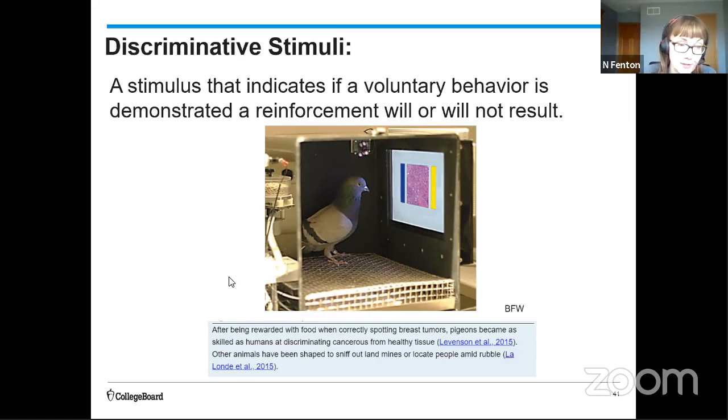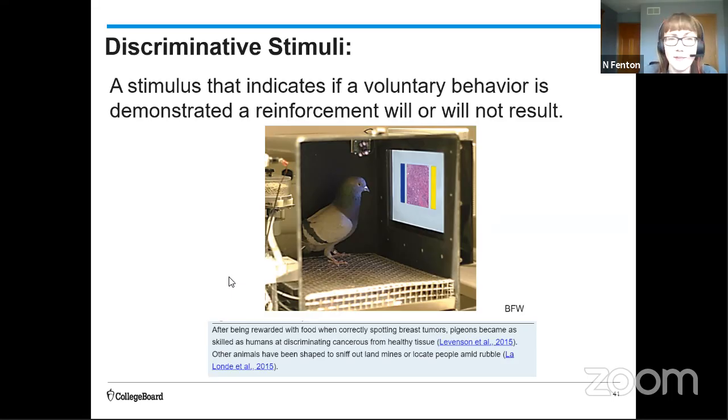And you can actually teach, as you see here in this example, pigeons some pretty complex behaviors. And Skinner did a lot of interesting stuff with pigeons too. You can look into that. Taught them to play ping pong, even pigeon guided missiles was an idea he had. But pigeons can become really, really skilled at certain things. And most people don't want very serious medical tests to be determined by a pigeon. But other animals, if you see here, have been trained to sniff out landmines or find people amid rubble, like collapsed buildings. So discriminative stimuli for animal learning.